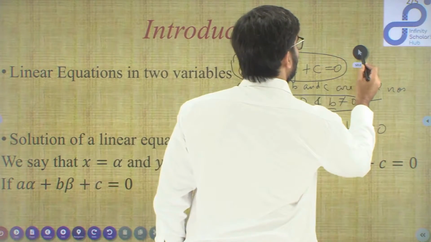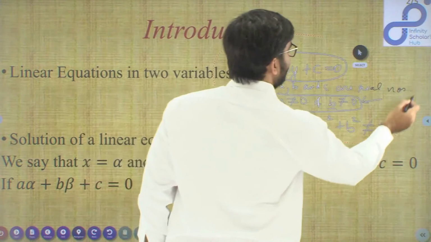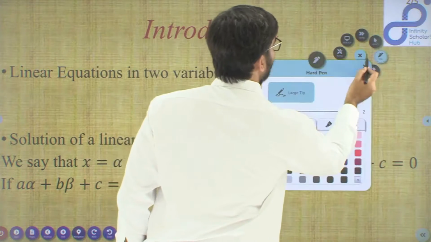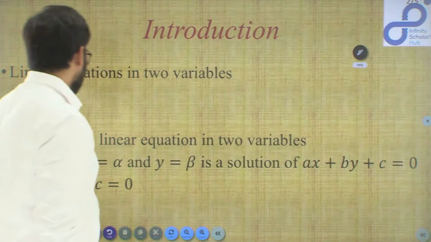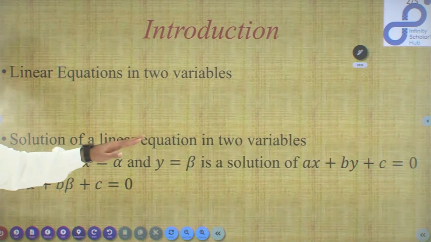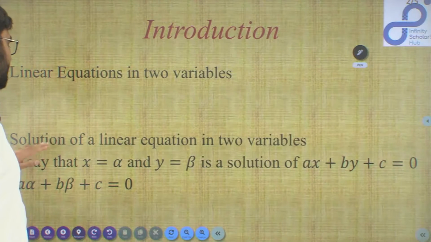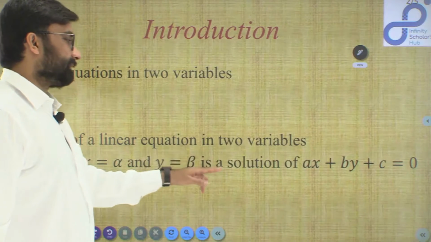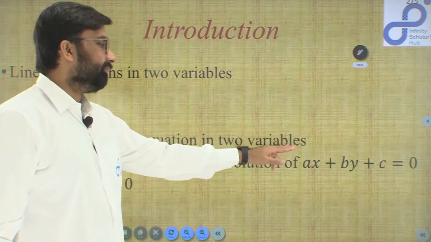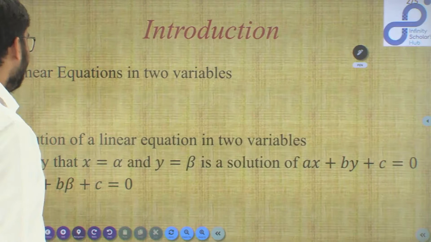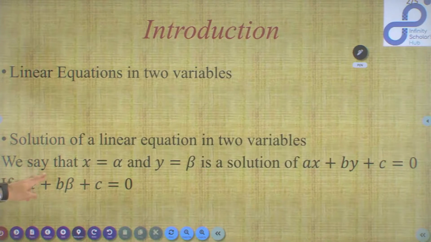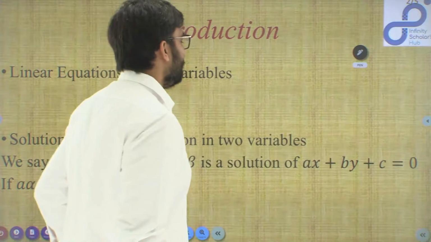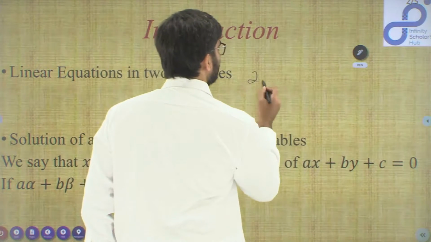Okay, now talking about the solution of this type of equation. The solution of a linear equation in two variables is what? We can say that x equals alpha and y equals beta is a solution of ax plus by plus c equals 0 if a alpha plus b beta plus c equals 0. The meaning of this is what? We will take an example and see what it actually means.